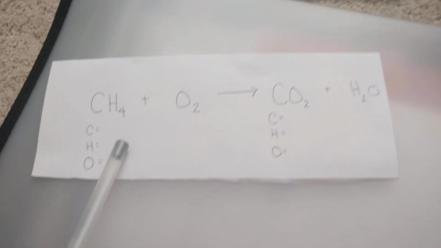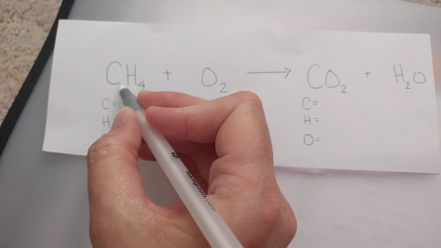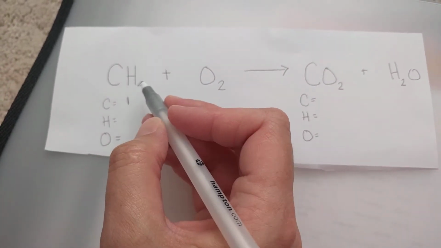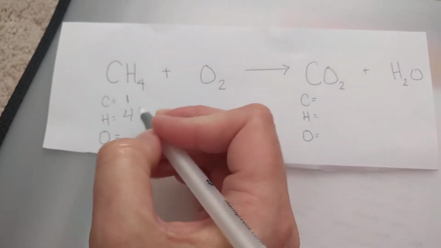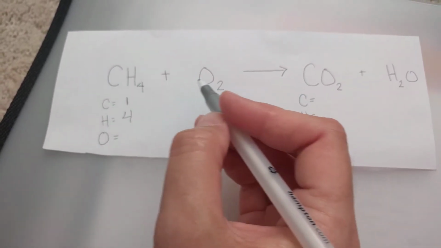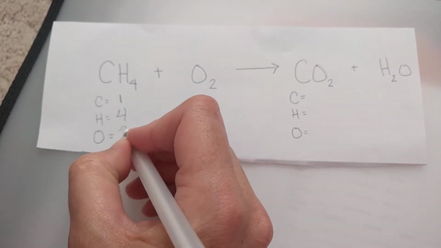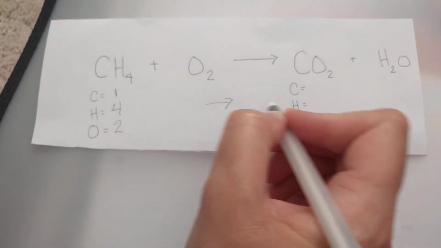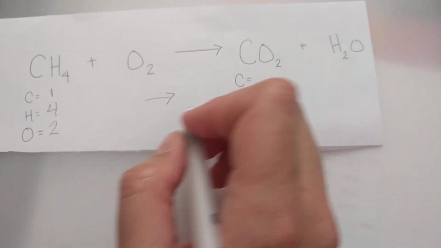Okay, so let's see. How many do we have again? In this side of the formula, we have how many C's? We only have one right now. How many H's do we have? We have 4 H's right now. How many oxygens do we have? None here. How many do we have here? 2. We have 2 right now. And we need to make it equal this side. We have to figure it out.